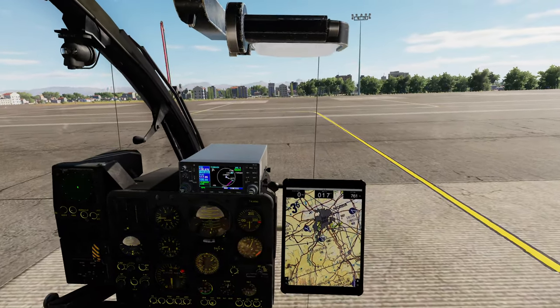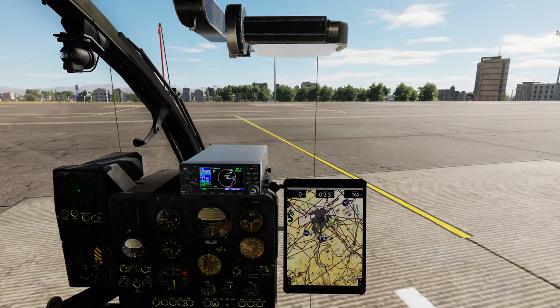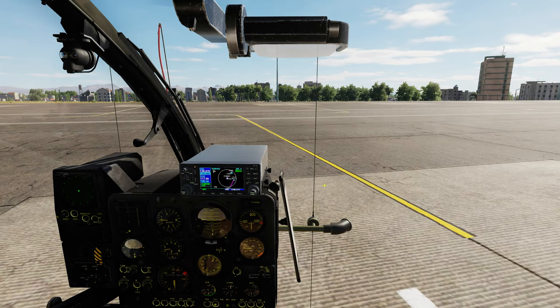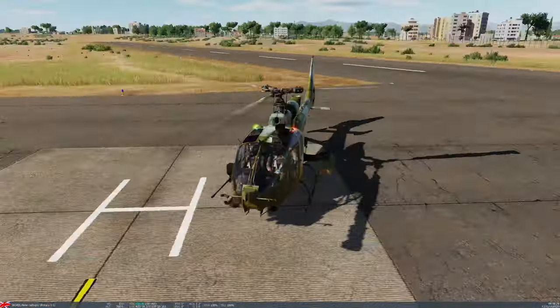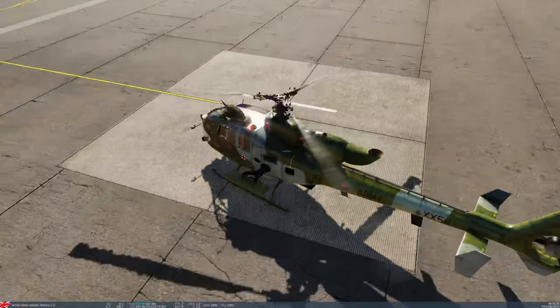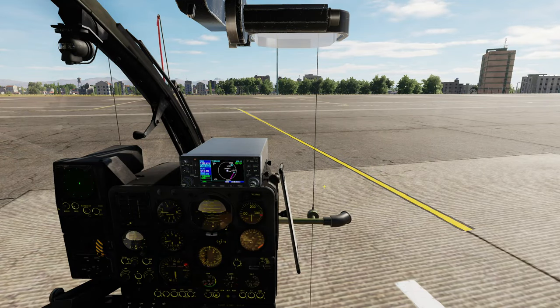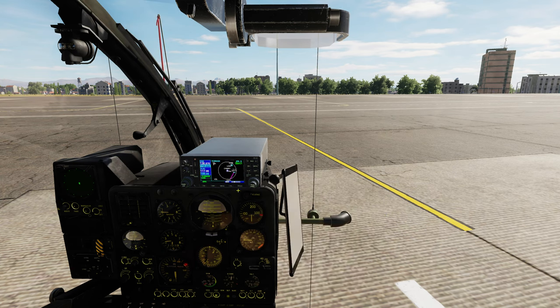Have it settle here. We're down. And collective full down. Phew, there you go. Okay, so like I said, I'm not an amazing helicopter pilot. That's not quite on the parking space. I'm sure that the other pilots would make fun of me for that landing. But anyway, it worked in the end. I got it down. We can go ahead and turn off our tablet.